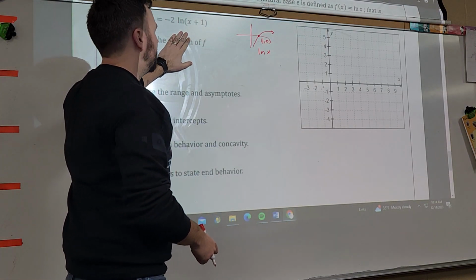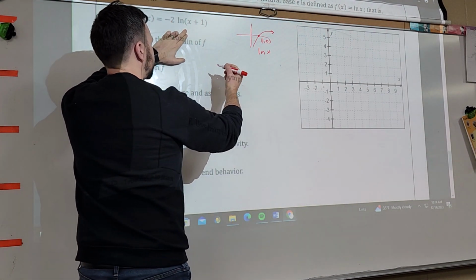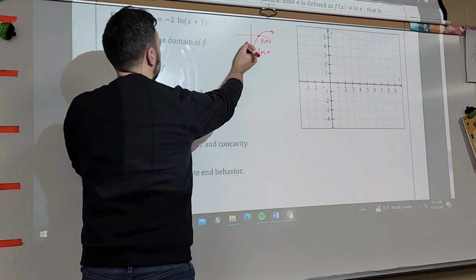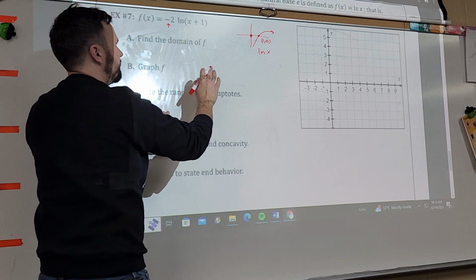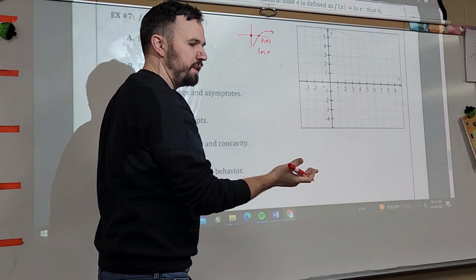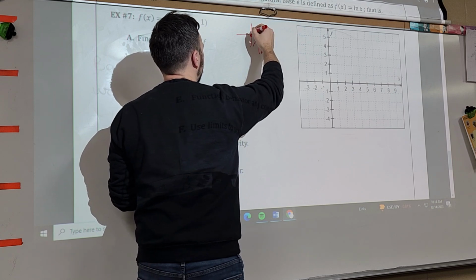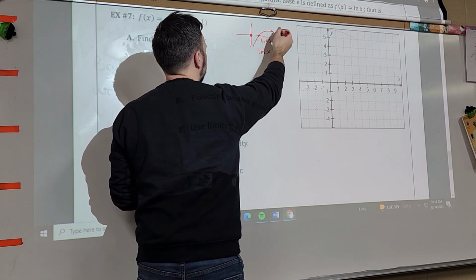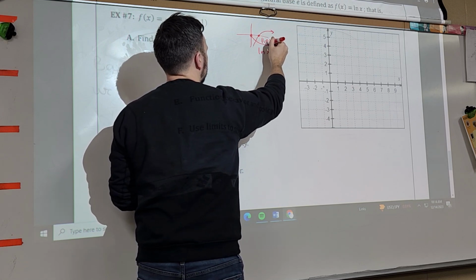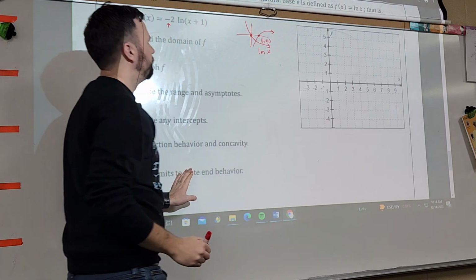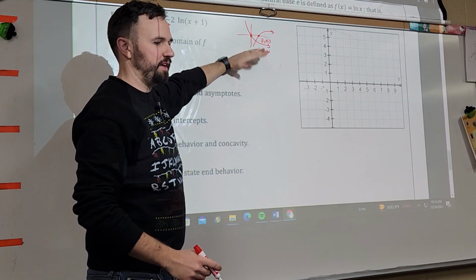So when I graph this, what am I going to do? I have to go left 1, and I also need to reflect, right? Flip it over. So when I flip this over, instead of pointing up, it's going to point down, right? Do you guys see what I did there? I flipped it and shifted it.